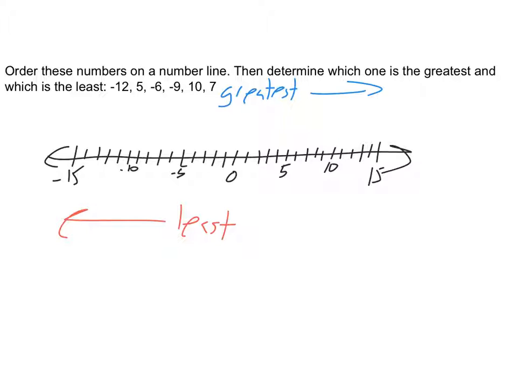Okay. So if I start putting these in here, -12 sits right here. 5 is here. -6 is here. -9 is right there. 10 is here.